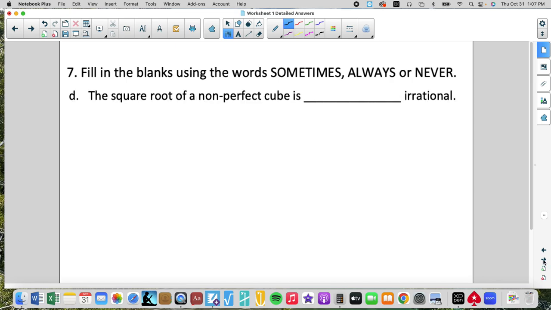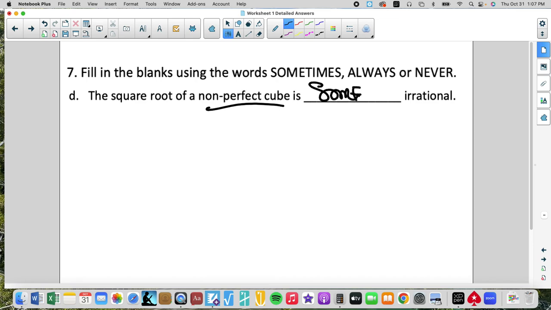The square root of a non-perfect cube is always irrational. Yeah, the square root of a non-perfect cube is always going to be irrational. And it says sometimes. Oh, perfect cube, non-perfect cube. Mr. Mac, start reading the questions. Non-perfect cube. Well, hello. Yeah, sometimes.